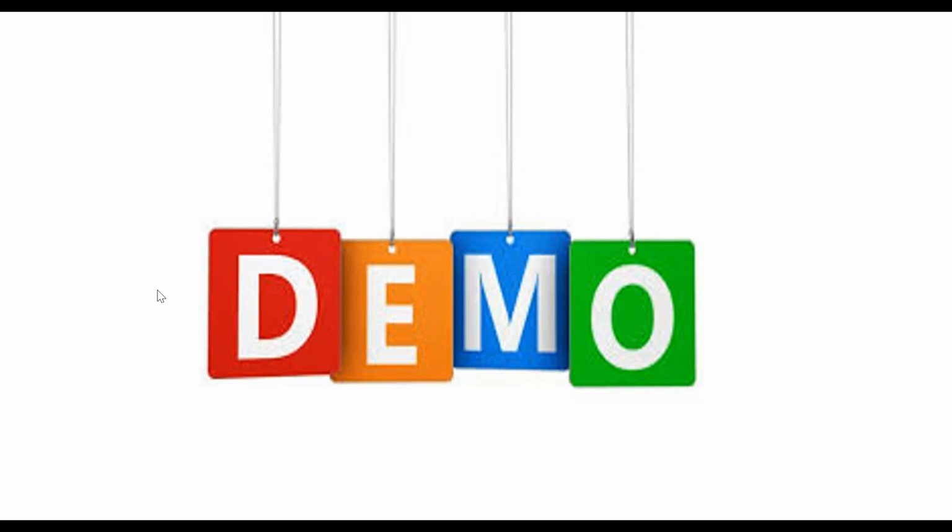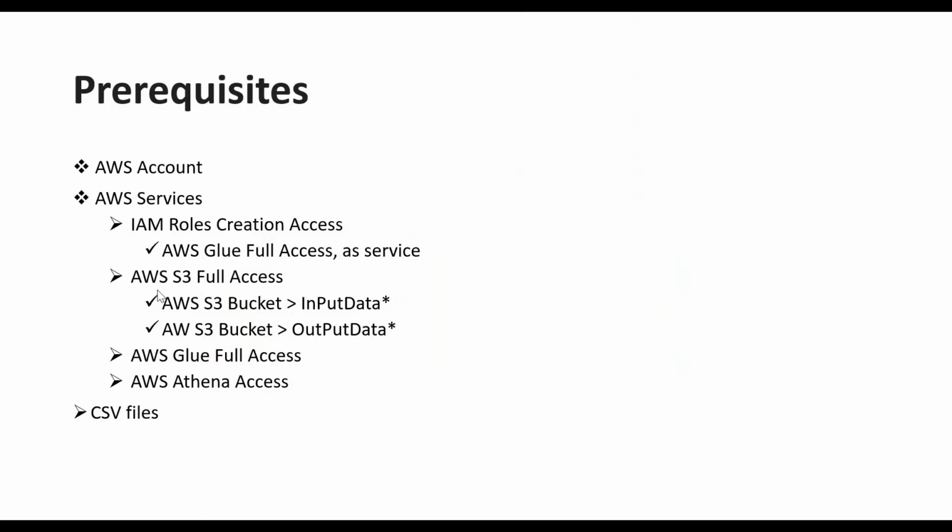Then we are going to do a demo. So it's demo time. Before the demo, what do we need to do? We need an AWS account with service access like Identity and Access Management, at least for creating a role, because we have to create a service role.